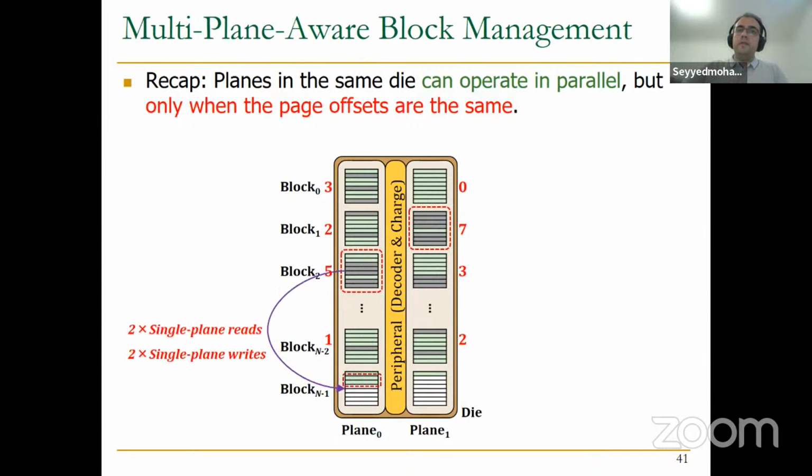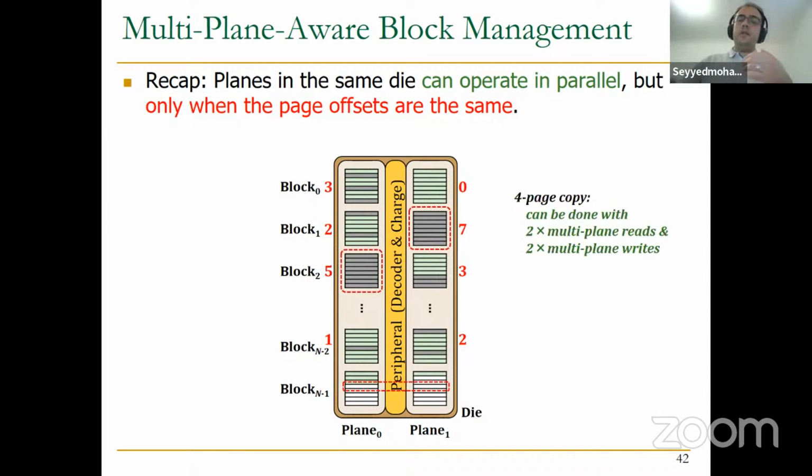So basically, how many copies do we need here? We have 3 valid pages in block 2 and 1 valid page in block 1, right? So overall, we have 4.